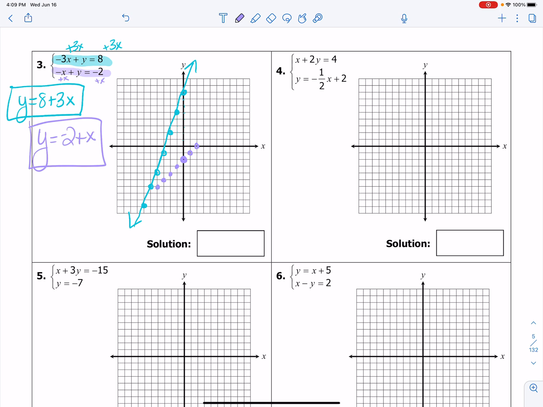Did I miscount somewhere? Did I miscount 8? 1, 2, 3, 4, 5, 6, 7, 8, down 3, back 1. I'm trying to, oh, this one right here. Do you guys see it? I messed up.